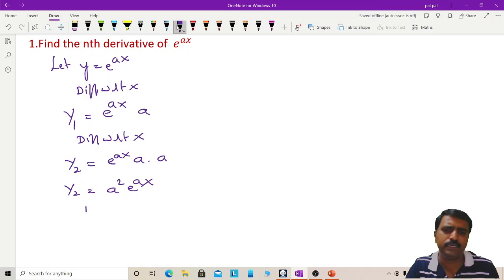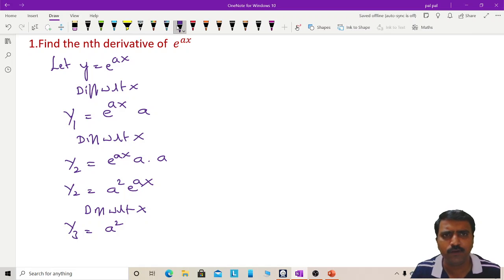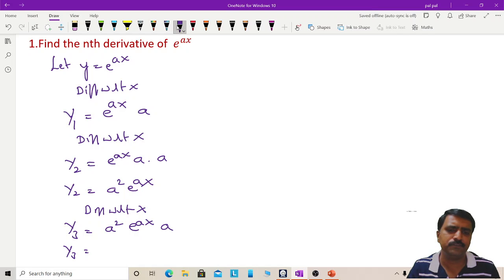Again you differentiate this y2 with respect to x. So then it gives y3. y3 is equal to a square, which is constant, keep constant as it is. Differentiation of e to the power of ax is e to the power of ax into a. So that is y3 is equal to a cube into e to the power of ax.